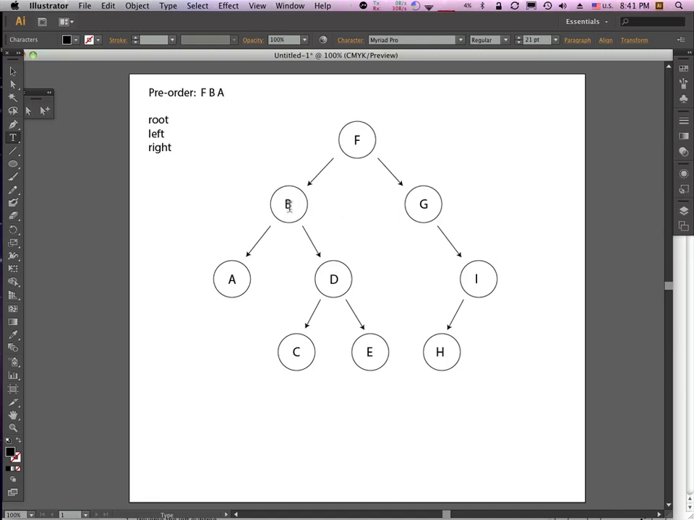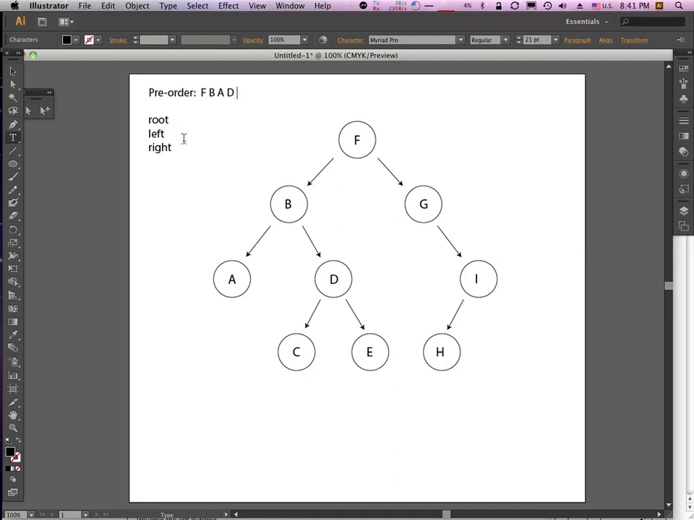B was interrupted when it did its left, so it's finished doing the first two lines. Now it goes to the third line. It looks to its right. Its right is D. So D now comes into focus. D starts with doing itself first. So D. Then it looks to its left. Its left is C. C comes into memory.